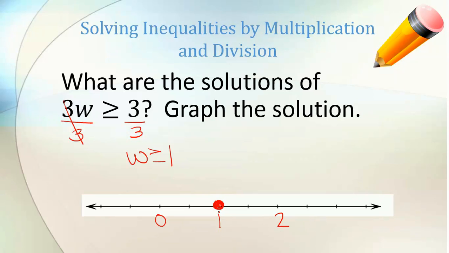Now, where are the numbers greater than 1? Is 0 greater than 1 or is 2 greater than 1? I hope 2 is greater than 1. So I'm going to shade on the right-hand side.